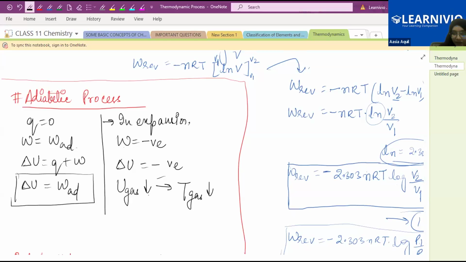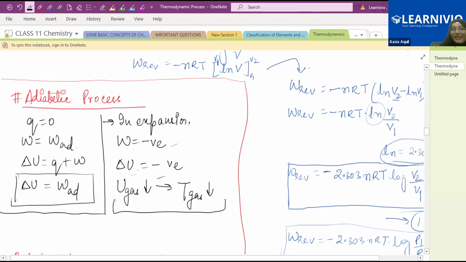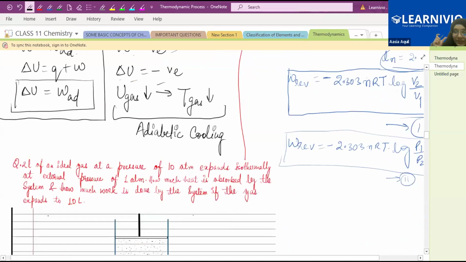So in an adiabatic process, if the work done is negative, the change in internal energy is negative. So the internal energy of the gas decreases, and the temperature of the gas also decreases. Here this process is known as adiabatic cooling. If the temperature decreases, it means it will cool the system, and so it is known as adiabatic cooling.